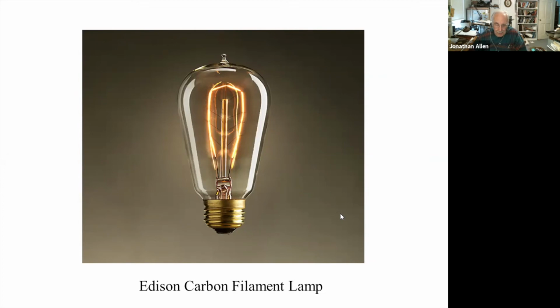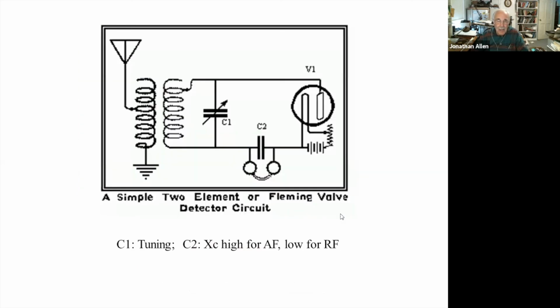The next big improvement was in January 1904, when John Ambrose Fleming in England, building upon Edison and Thomson's discovery, exploited the one-way conduction of the Edison effect to rectify and thereby detect radio signals. And here's the Fleming valve detector.